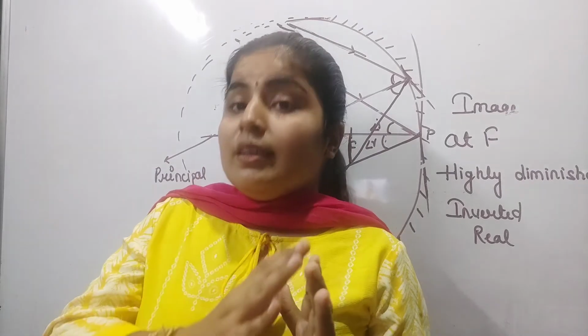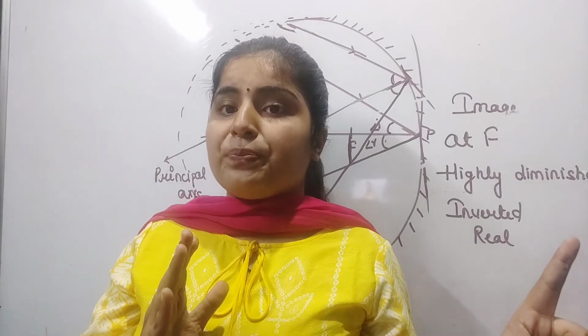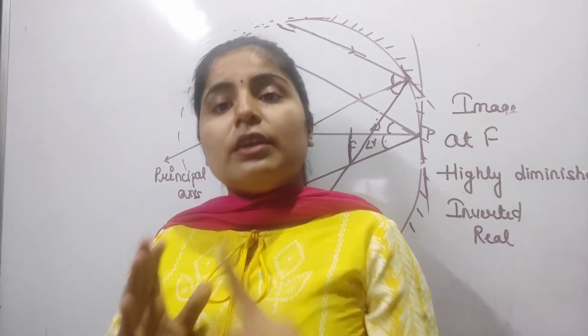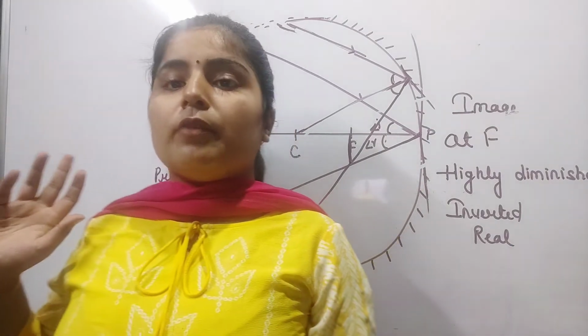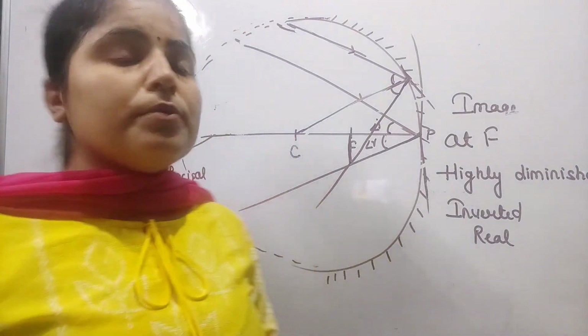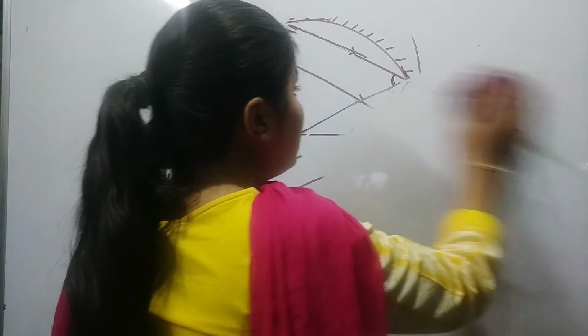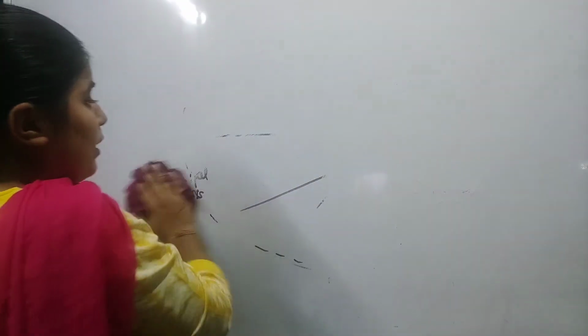It should be very clear to you that when the object is placed between the focus and the pole, the image which is formed will be virtual in nature, and in all the other cases the image formed by a concave mirror is real in nature. So the concave mirror forms both kinds of images, real as well as virtual. When the image is real, it is also inverted, and when the image is virtual, it is erect in nature.